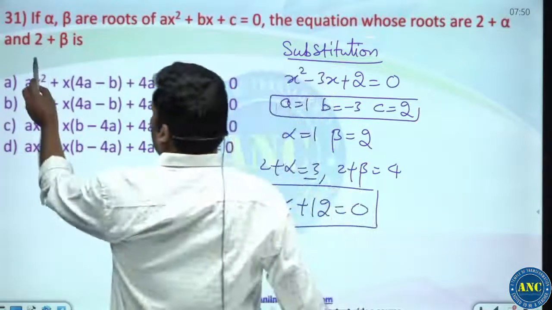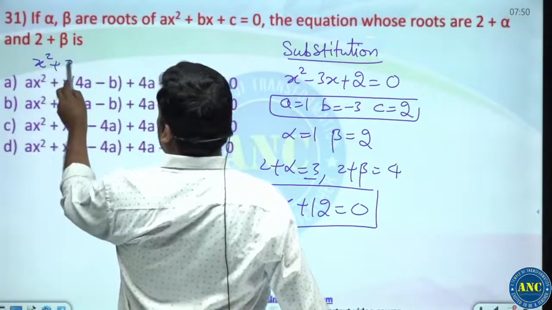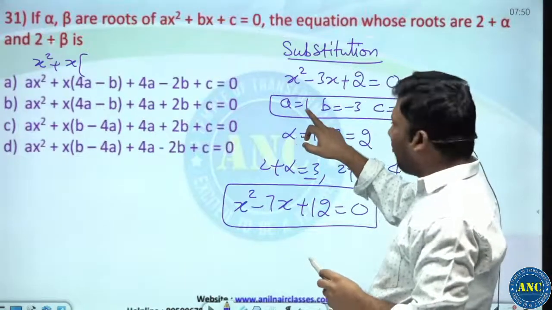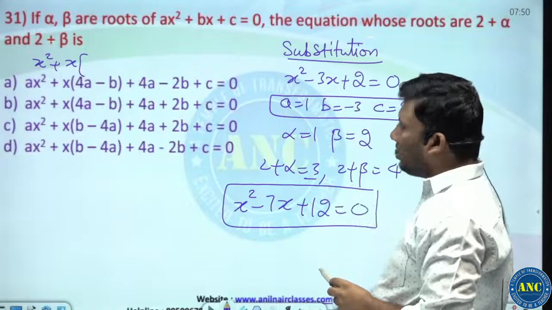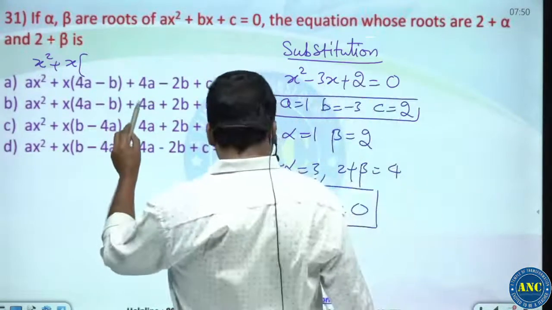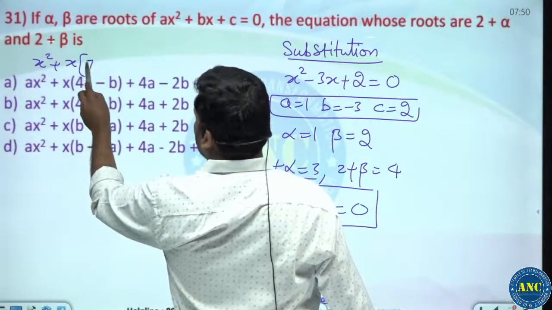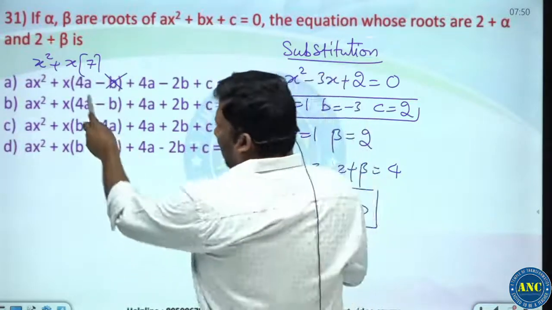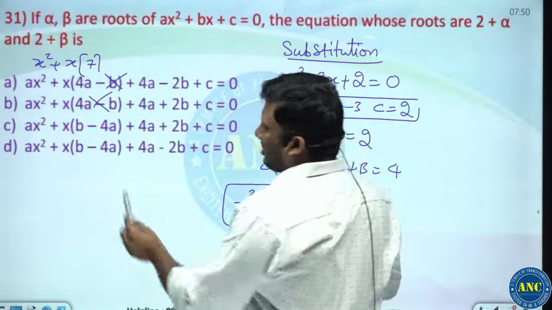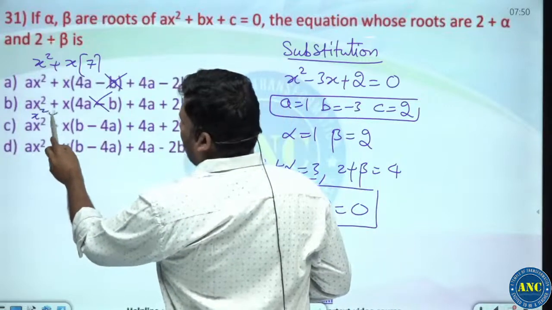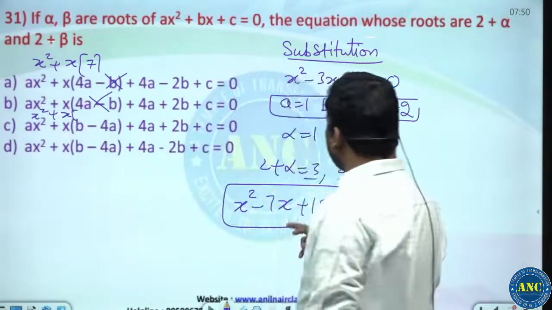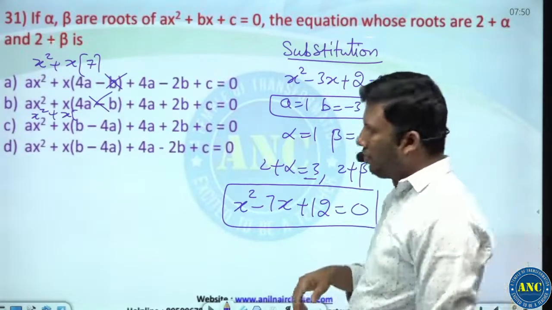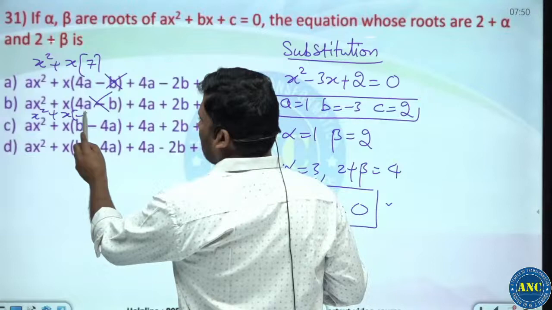A is 1. The first option: x square plus x into 4a minus b. 4a, 4 into 1, 4, minus b, minus into minus plus. So x square plus 7x it is. We want minus 7x. Next, x square plus x into b minus 4a: minus 3 minus 4, it is minus 7, yes.